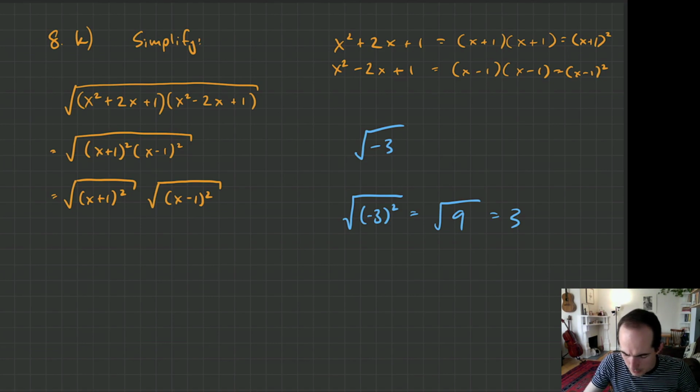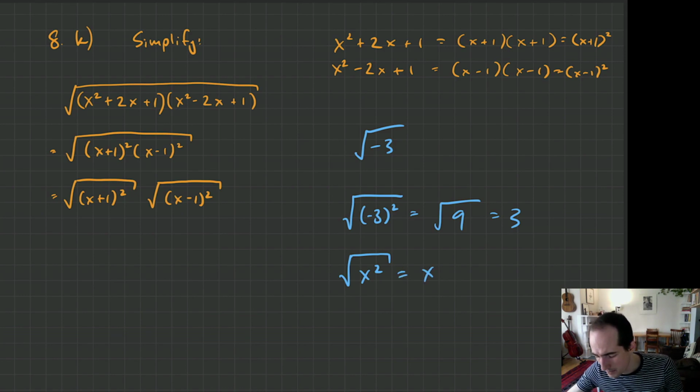We have to keep in mind that if I wanted to say the square root of x squared, it's not always just equal to x, right? Because if x was, let's say, negative 3, then the square root of negative 3 squared, is that equal to negative 3?